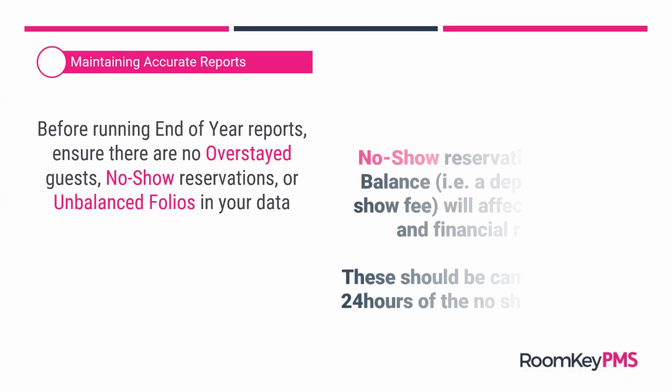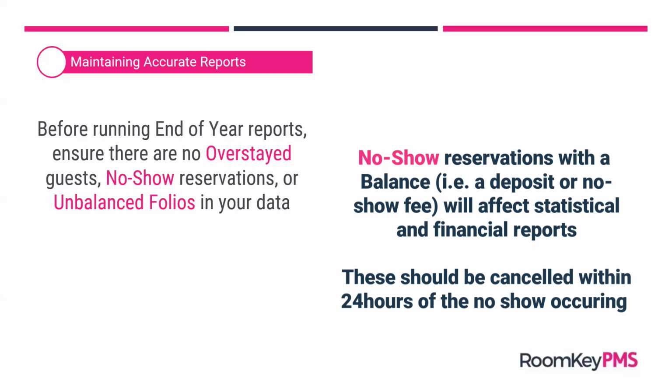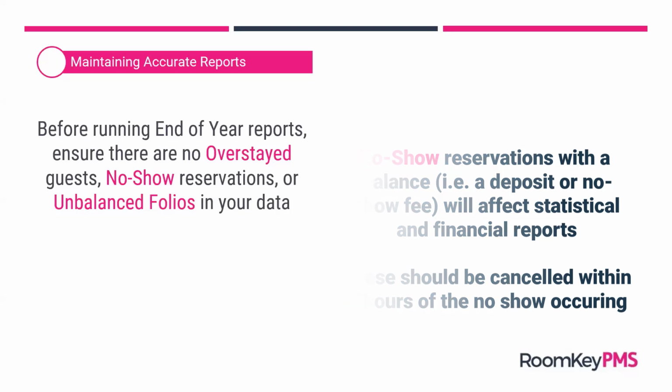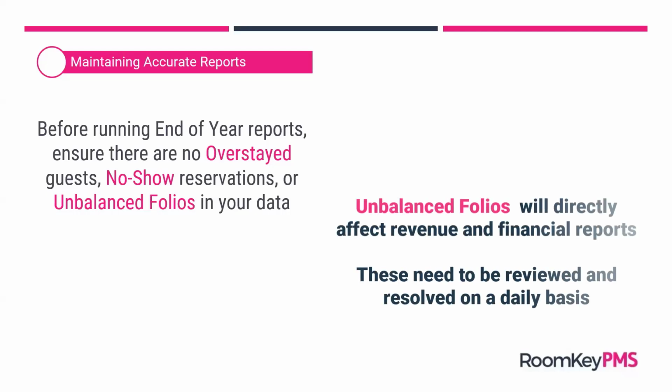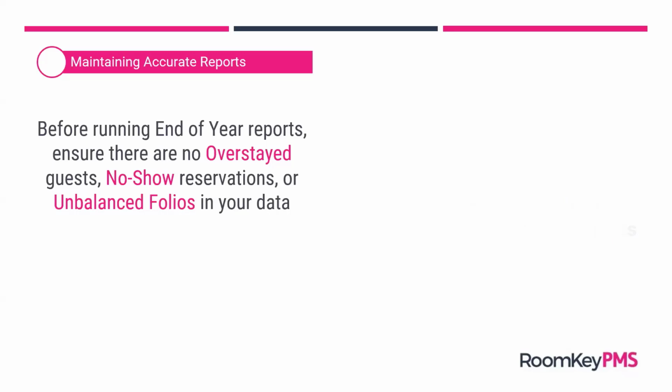If you have any no-show reservations, particularly no-shows with a balance, those are going to cause issues with your end of year reporting, especially if they overlap or include some dates in the previous year. And then, absolutely, if you have any unbalanced folios, those are going to be causing issues with your financial or end of year reporting as well. So, you want to make sure that you have none of these issues affecting your database before you start running those end of year reports. Otherwise, you may see some inconsistencies in some values if you are comparing your reporting.